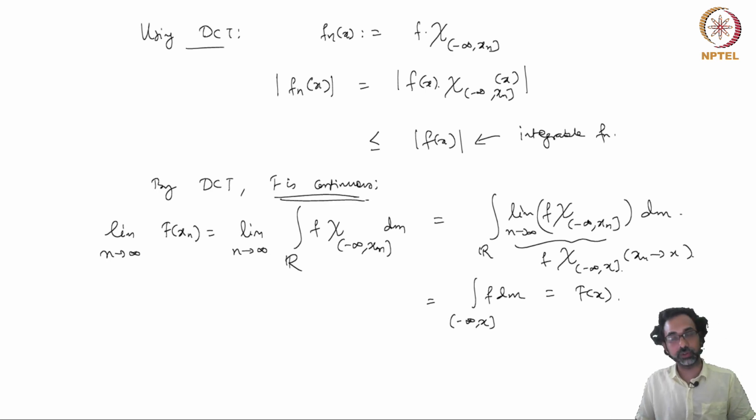So this proves the first part of the Lebesgue differentiation theorem. Of course, the most difficult part is to show that F prime x equals f(x) almost everywhere, and for that we need some more technical results, what are called the Hardy-Littlewood maximal inequality, which we'll see in the next lecture.